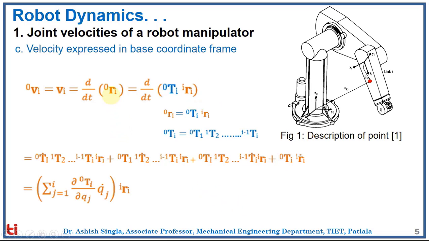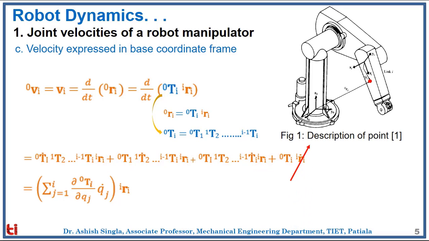Now, the velocity of that point, which is on link i, is given by d by dt of R with respect to the base frame, equal to d by dt of R with respect to the ith frame and this transformation matrix which converts that point to the base frame. And this transformation matrix is actually the multiplication of other transformation matrices given here. And when we substitute this here and differentiate with respect to time, we get this expression.